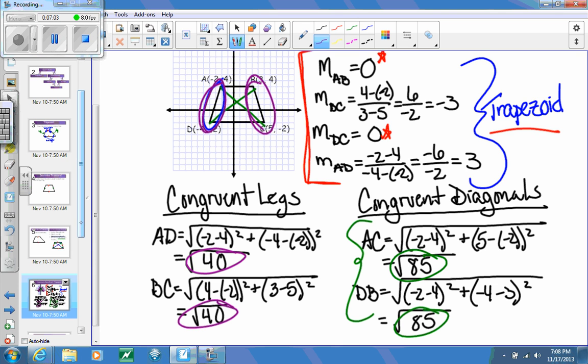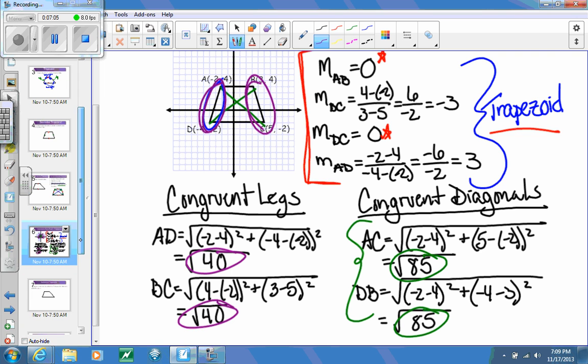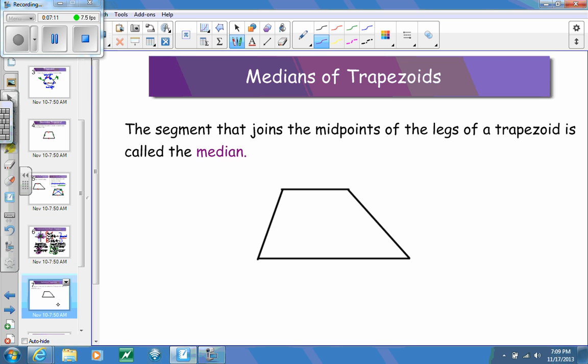So what we've done so far is we've looked at what the properties of trapezoids and isosceles trapezoids are, and we looked at how we are going to prove them on a coordinate plane. The last and final thing that I added to our objectives for today is what a median of a trapezoid is. It says a segment that joins the midpoints of the legs of a trapezoid is called the median.